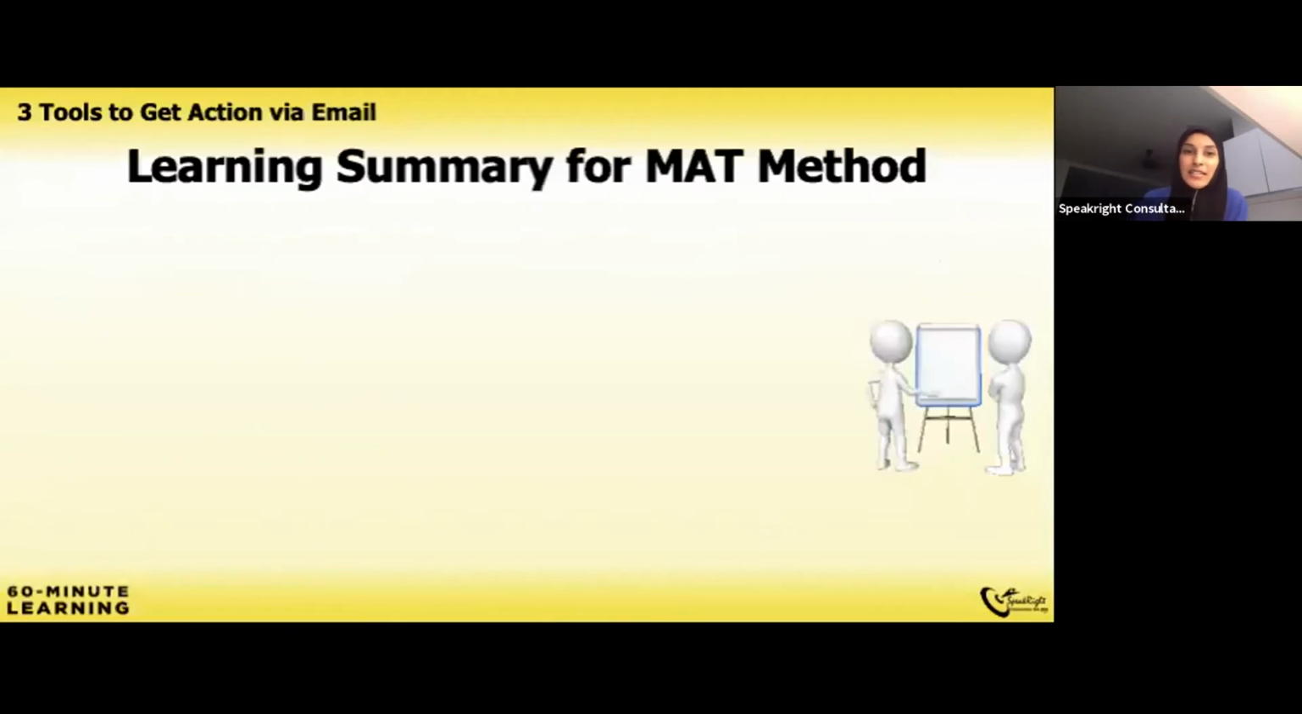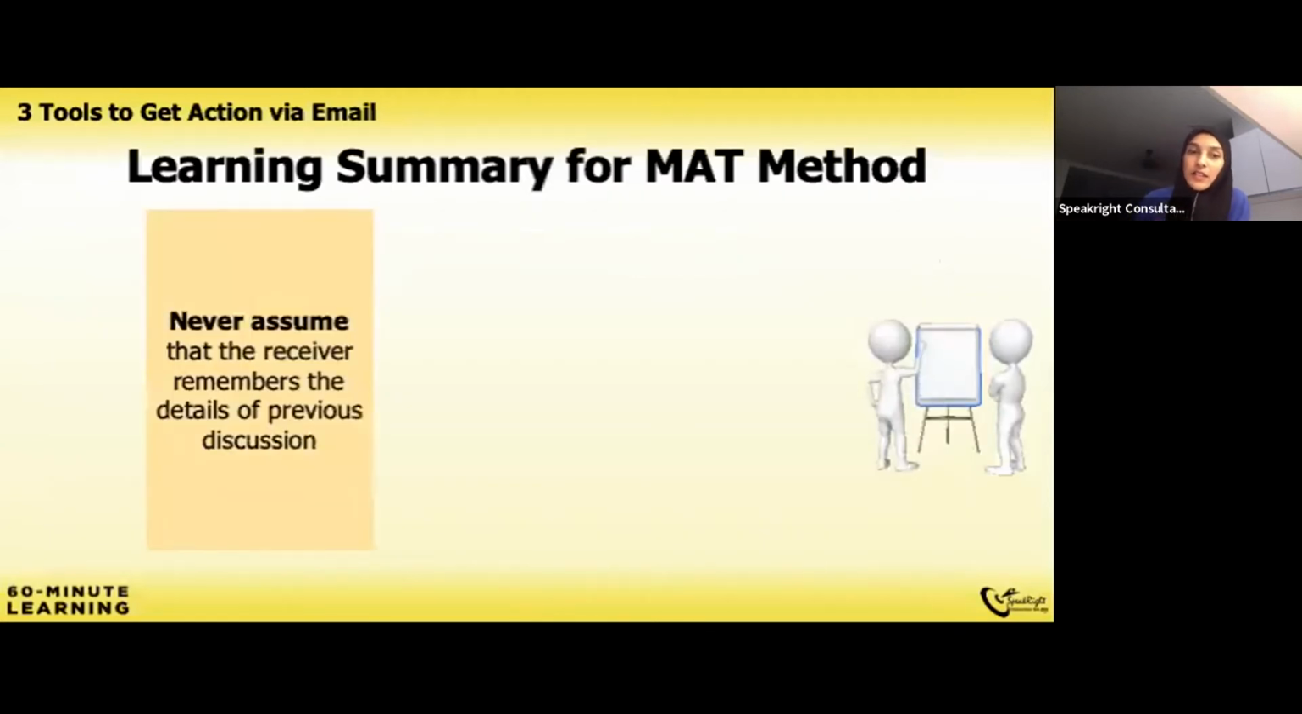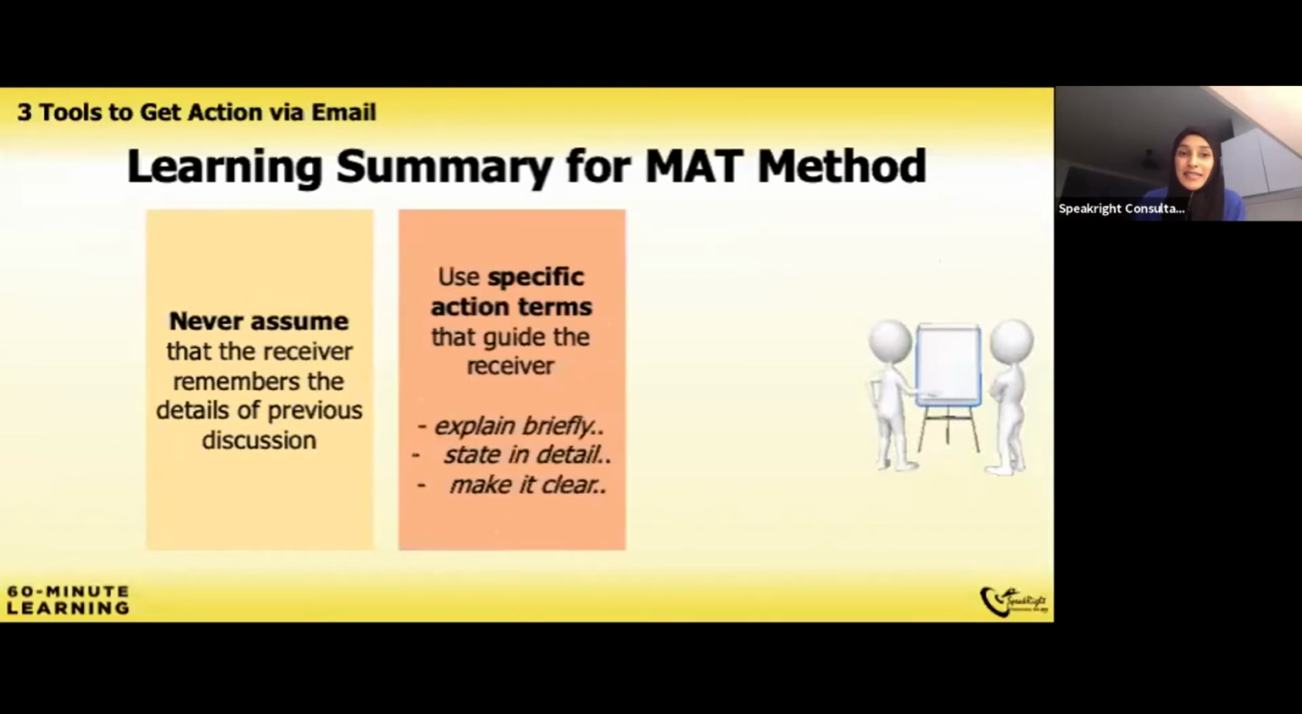Okay, so the learning summary for the MAT method: never assume that the receiver remembers the details of previous discussion. Because we're living in a world of dramatic distraction, one moment you can remember one thing, the next moment a call comes in, you forget everything. Or if you don't forget everything, we might forget at least 50% of the discussion, okay? And second thing here is use specific action terms that guide the receiver, what to do, how much to do. For example, explain briefly. Look at the words explain briefly. So in this sense, the receiver knows that.